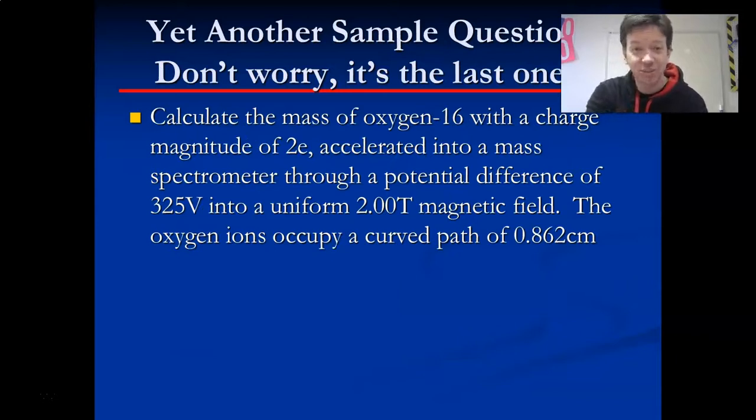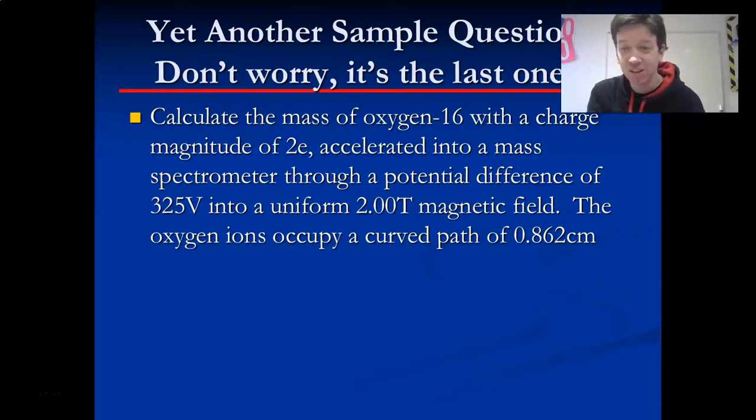I'll get back to it, but let me just explain how the mass spectrometer works. The mass spectrometer is going to accelerate things through a parallel plate, and then it will deflect the objects through a magnetic field. And that's it. There's no second electric field that tries to balance that magnetic field.